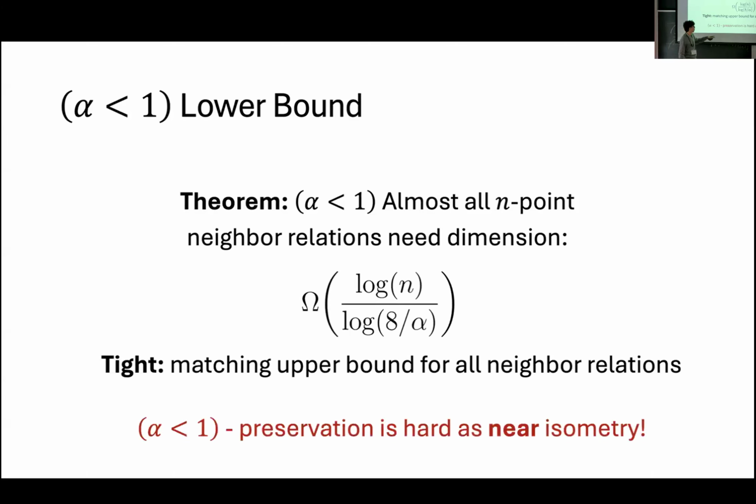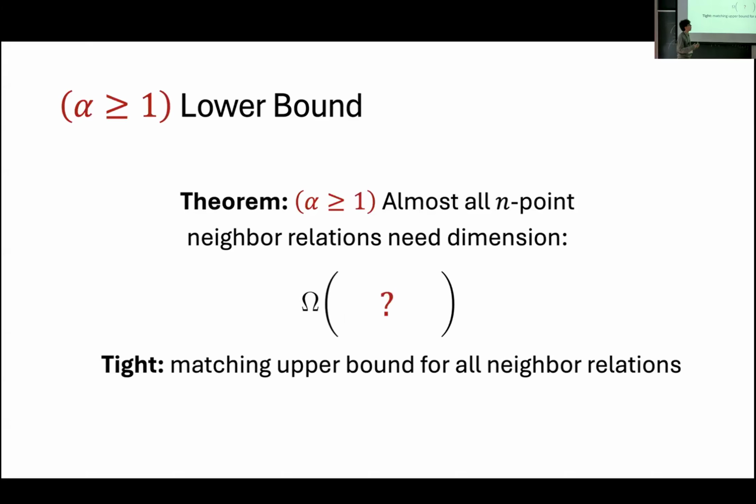So in general, from a dimensional perspective, it's going to cost us as much as near isometry. But I already told you that this alpha greater than 1 case is going to be much more desirable because we'll actually be able to recover the graph. So in this case, it's going to turn out that for almost all endpoint neighbor relations, we're actually going to need dimension scaling linearly with n. So we're going to see this exponential jump.